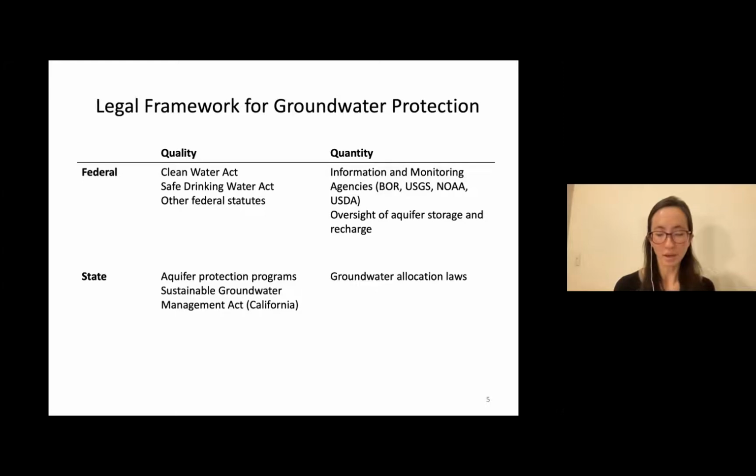So among states, there are states with different groundwater management programs. I'll just highlight Arizona really quickly. It has the 1980 Groundwater Management Act, which established active management areas where the goal is to achieve safe yield. And so states like Arizona, Florida, and also California have stronger groundwater protection programs, but this is not consistent across the United States.